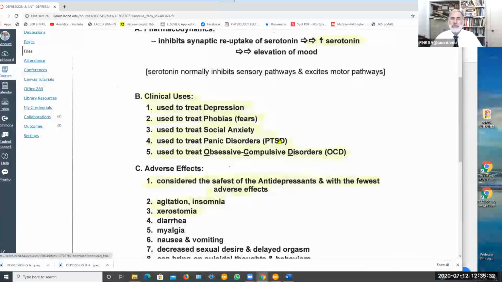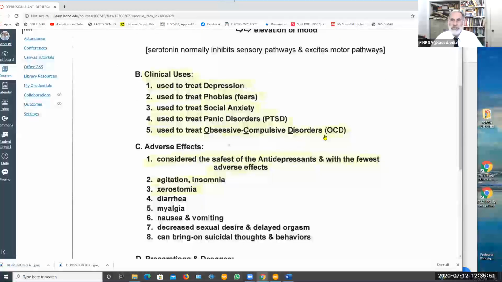Also, they're used to treat social anxiety, of people who get anxious and depressed and have other symptoms when they are in public places. They are also used for panic disorders, PTSD, post-traumatic stress disorders, and for OCD, obsessive compulsive disorders. Again, I have another video lecture covering the use of these drugs for these psychoneurotic disorders that you should watch.